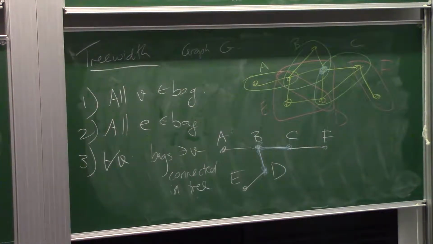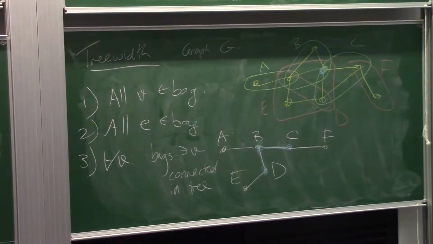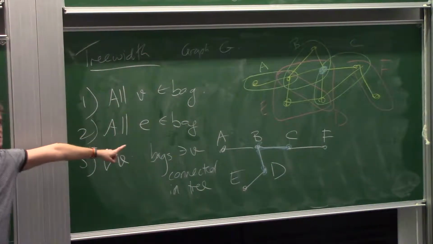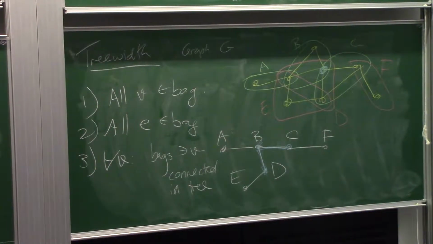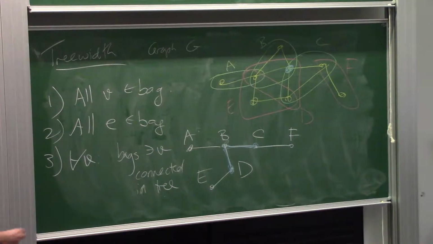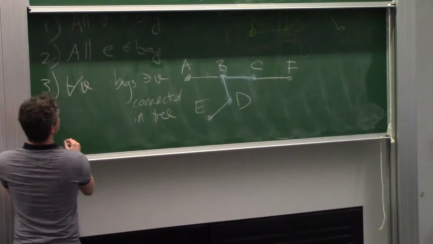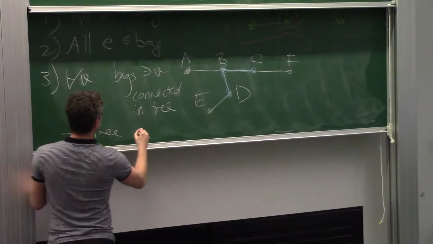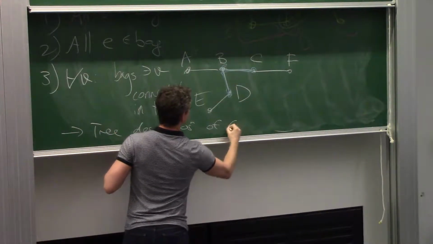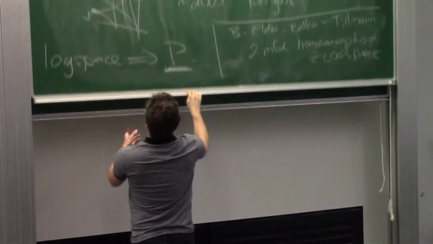Are there more questions about this definition? Do you have a limit on the size of the bag? Watch this space. Not yet, but in a bit. But if you have one of these things, this is called a tree decomposition of your graph G.